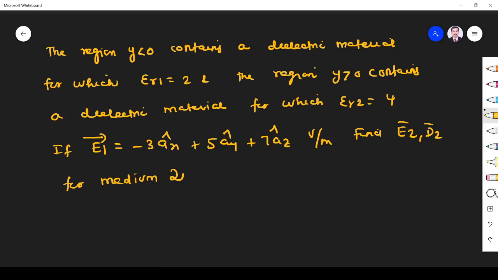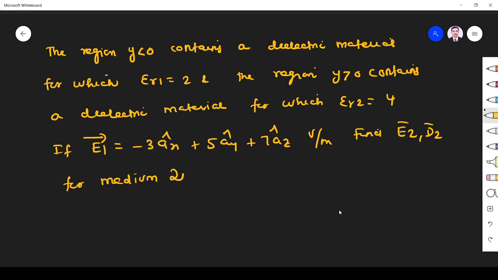The problem given here is: the region y is less than or equal to 0 contains a dielectric material with epsilon r1 equal to 2, and the region y greater than 0 contains a dielectric material for which epsilon r2 is equal to 4. If E1 is equal to minus 3ax plus 5ay plus 7az volt per meter, find E2 and D2 for medium 2.